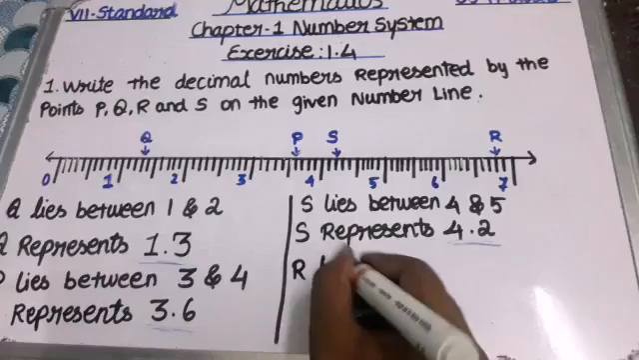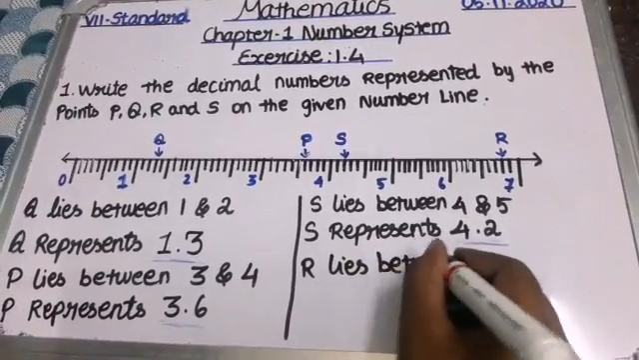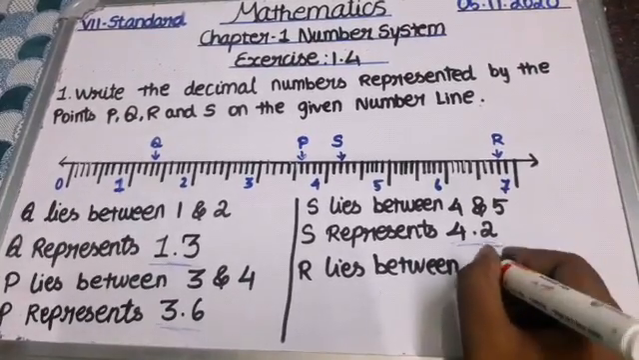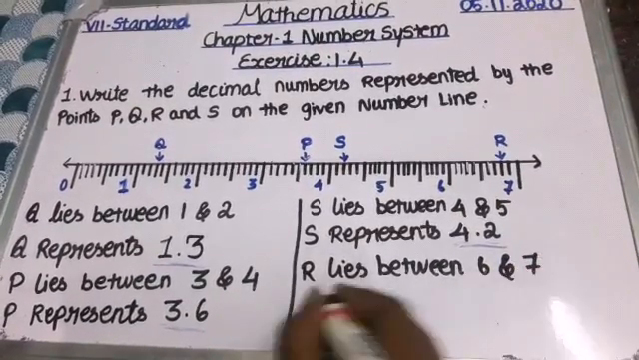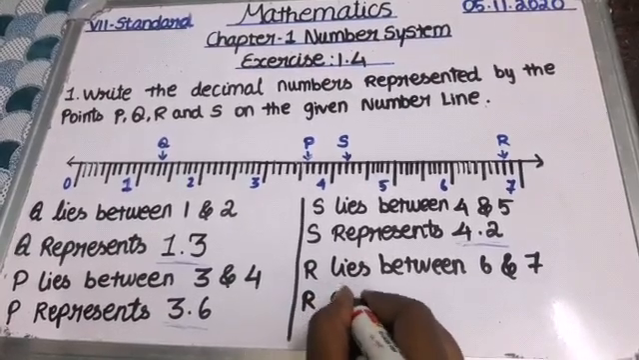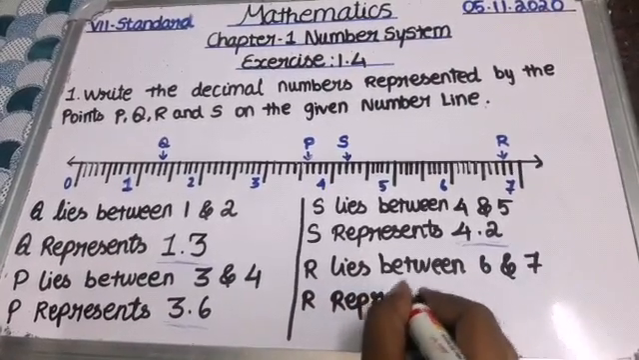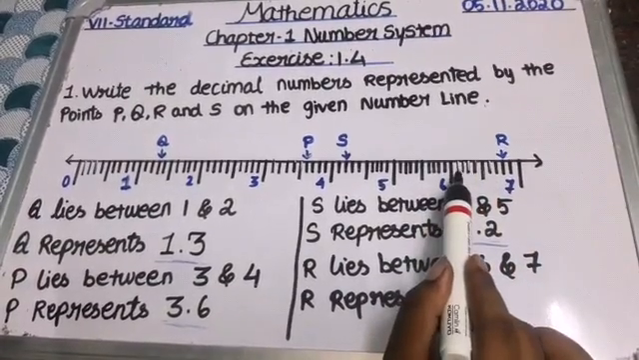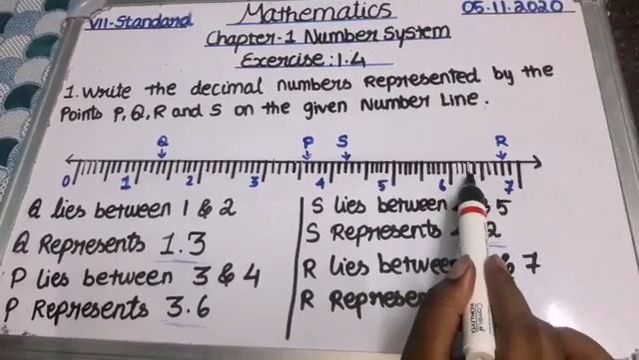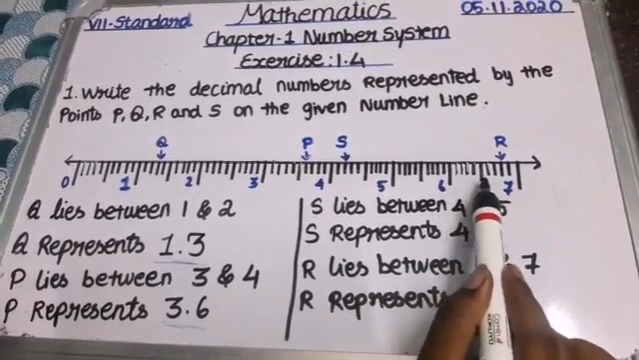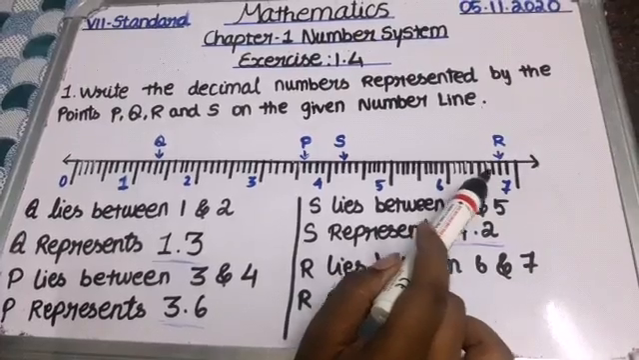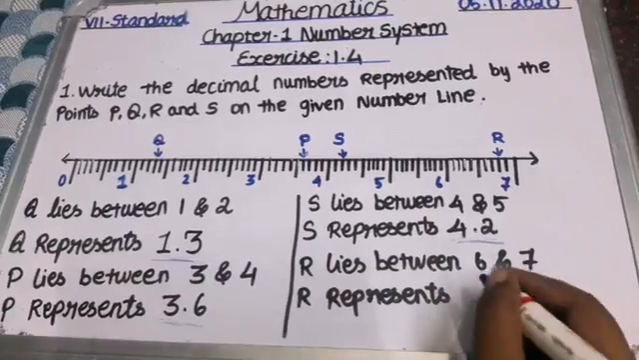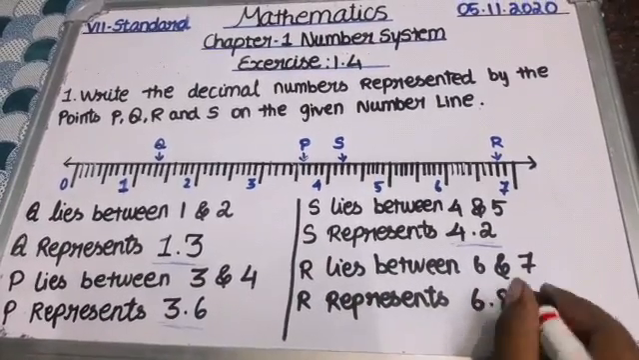So R lies between which two numbers? R lies between 6 and 7. So now what is the decimal number represented by the point R? After 6, 6.1, 6.2, 6.3, 6.4, 6.5, 6.6, 6.7 and this is 6.8. So R represents 6.8.